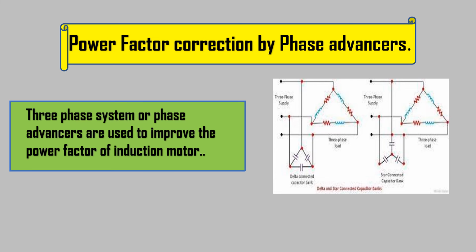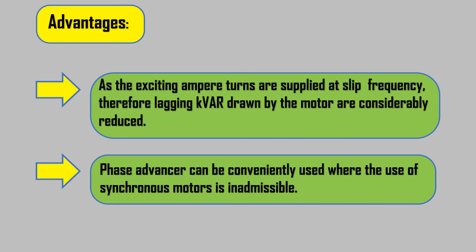In the same way, power factor correction by phase advancer has some advantages and some disadvantages. We can see some advantages. Number one, as the exciting ampere turns are supplied at slip frequency, the lagging kVAR drawn by the motor is considerably reduced. Number two, phase advancers can be conveniently used where the use of a synchronous motor is inadmissible.